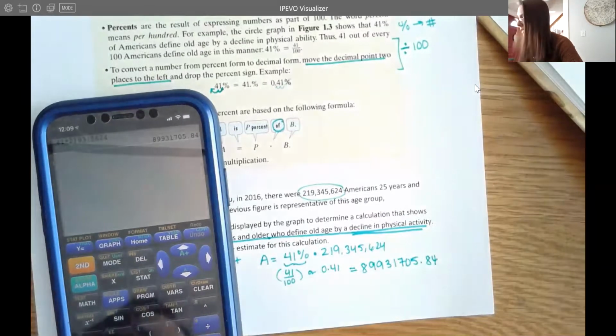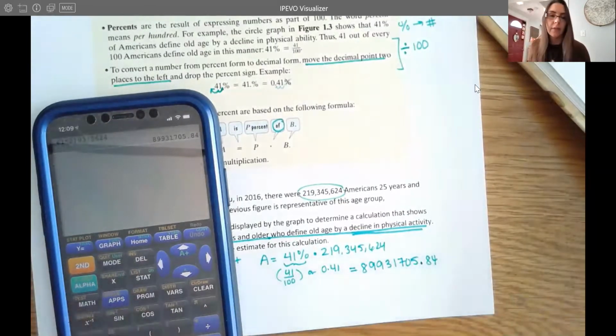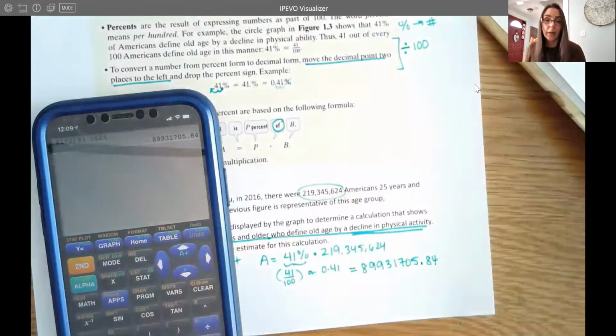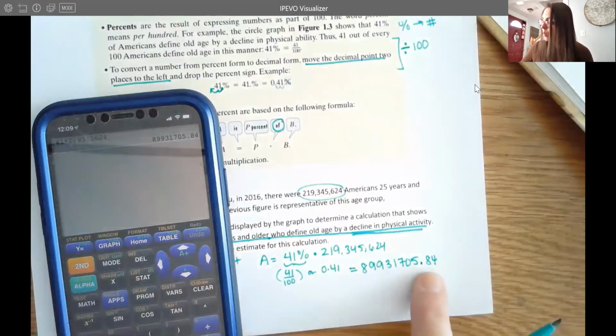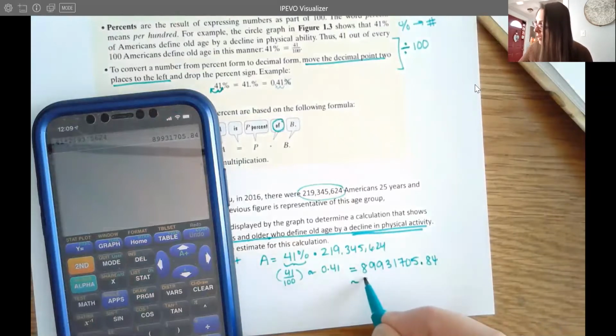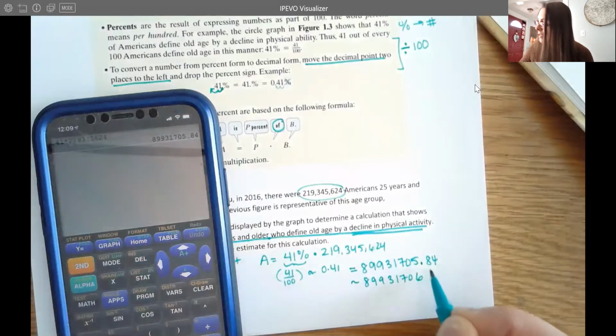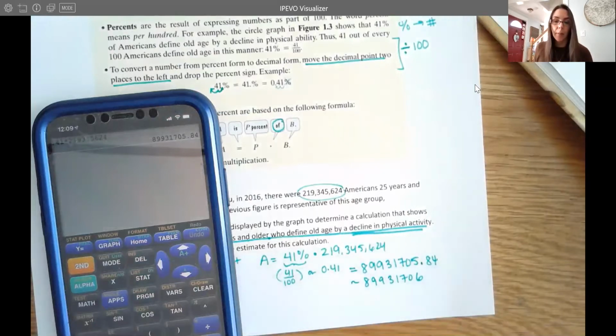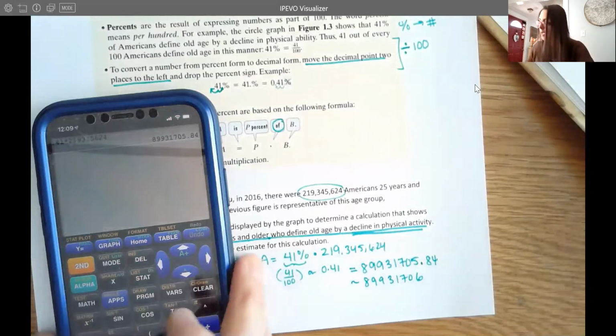So that's going to be your exact answer. Now, I know you have a decimal. You can't have a fraction of a person, but what happens with these percents is they were likely rounded. So they probably took the values first, and instead of using a percent that was like 40.9% or 41.1%, they rounded it. So that's why you're a little bit off here. So really, it's probably 899,317,06 because that 8 would bump that 5 up. So that would be your exact answer.